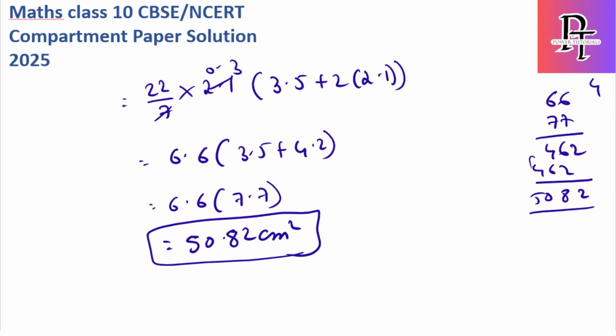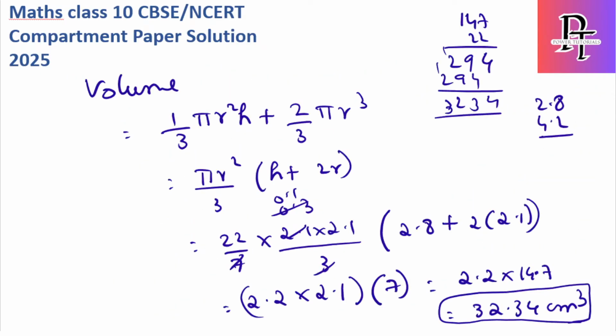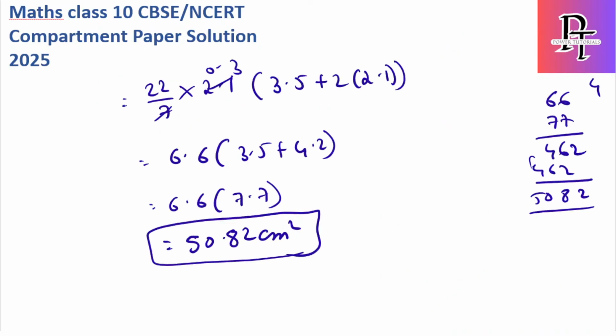50.82 centimeter square, whereas the TSA on the volume formula we already got it. Volume is 32.34 centimeter cube, whereas the surface area we got as 50.82 centimeter square. It can look a little lengthy, but this is a 5 marks question, so the calculation will be lengthy. Make sure to do it properly, and you will definitely get full marks.